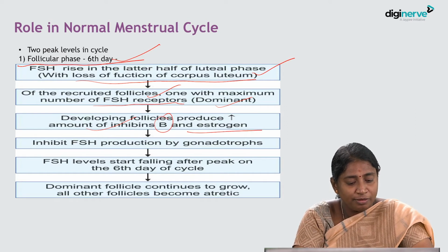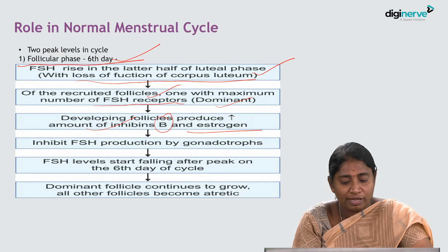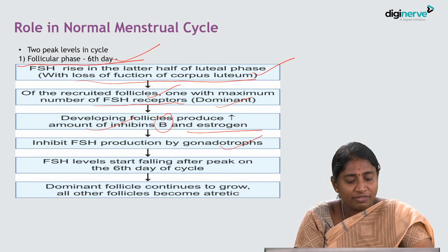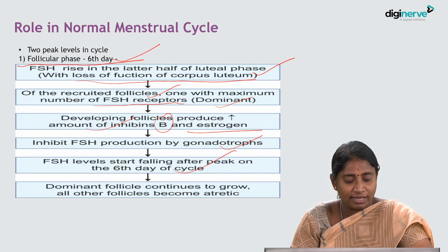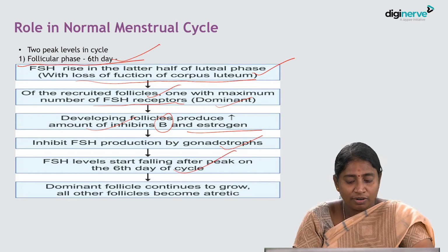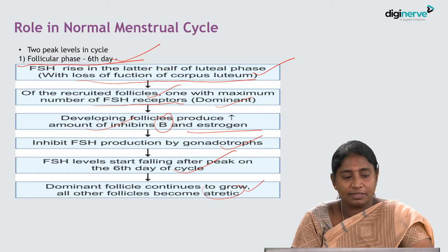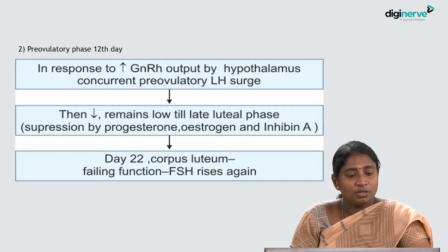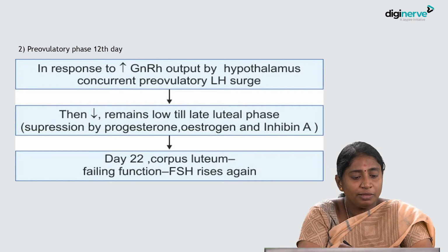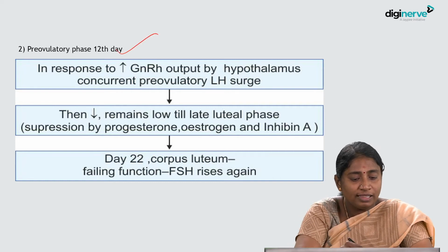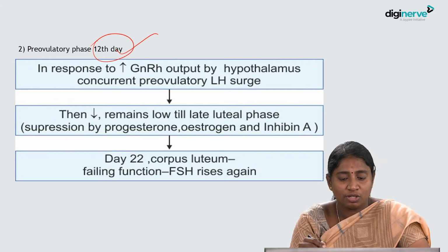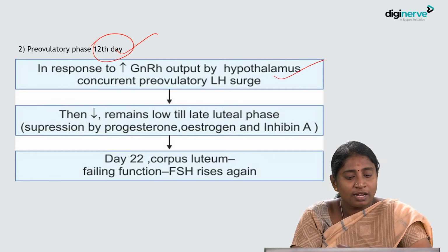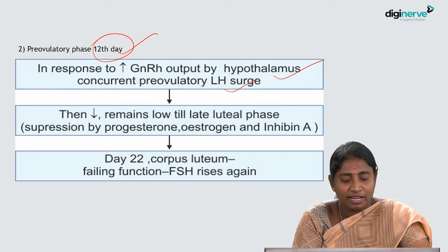It leads to inhibition of FSH production by the gonadotrophs, thereby FSH levels start falling after the peak on the 6th day of the cycle. This leads to the dominant follicle continuing to grow, while all other follicles become atretic. So, the second rise is during the pre-ovulatory phase on the 12th day of the cycle. In response to this increased GnRH output by the hypothalamus, the concurrent pre-ovulatory LH surge happens.